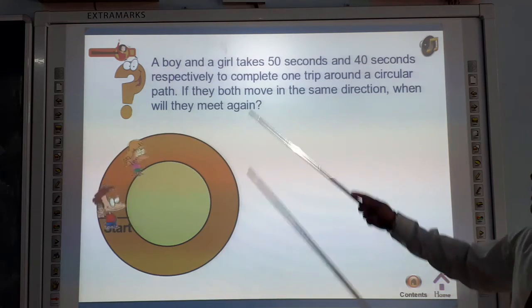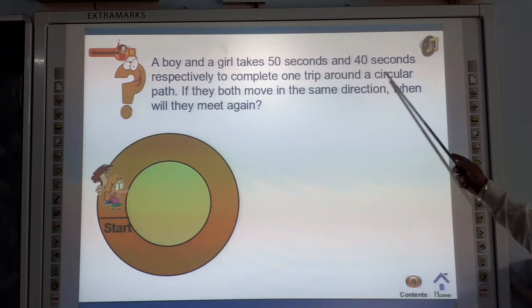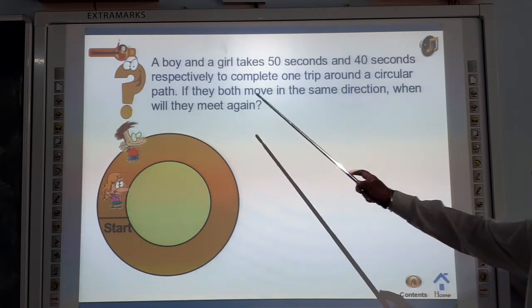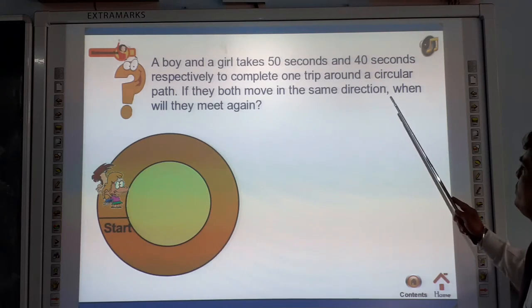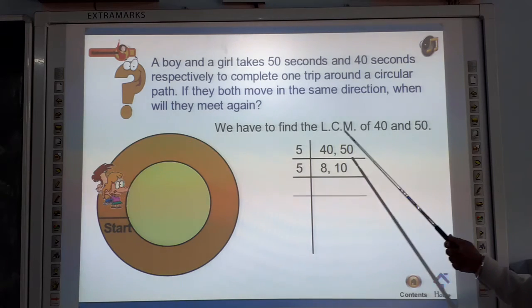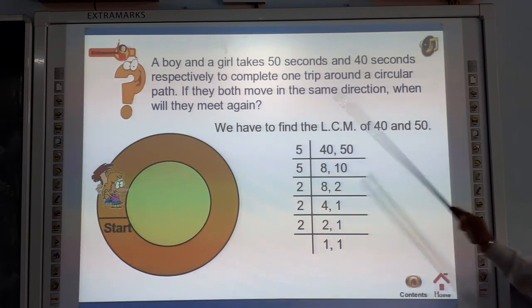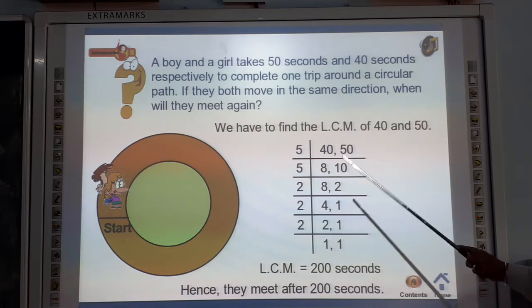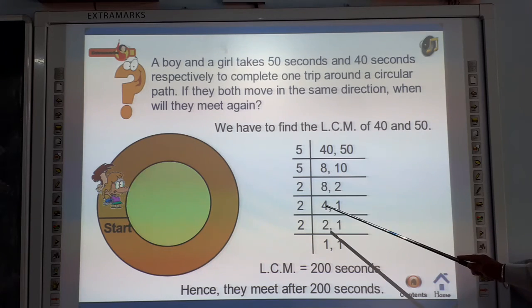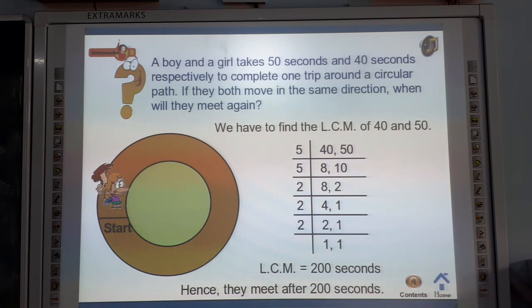Now some question. A boy and a girl take 50 seconds and 40 seconds respectively to complete one trip around a circular path. If they both move in the same direction, when will they meet again? We have to find the LCM of 40 and 50. LCM is equal to 5 multiply 5 multiply 2 multiply 2 multiply 2, which is equal to 200 seconds. Hence, they meet after 200 seconds.